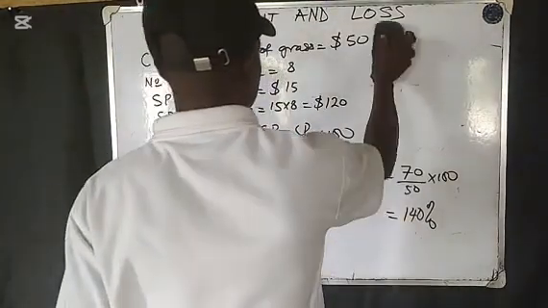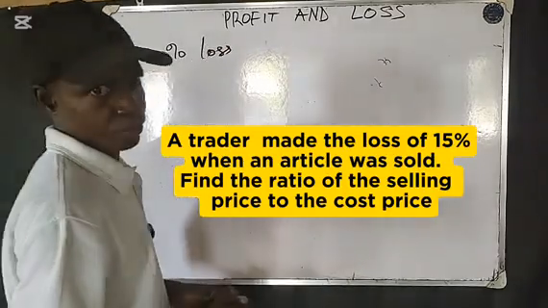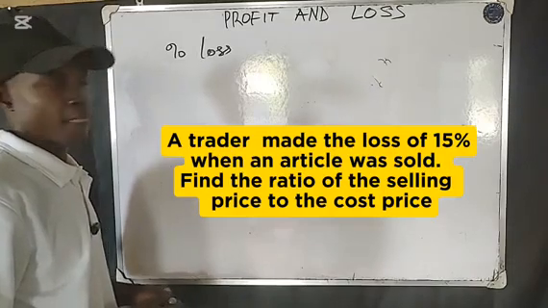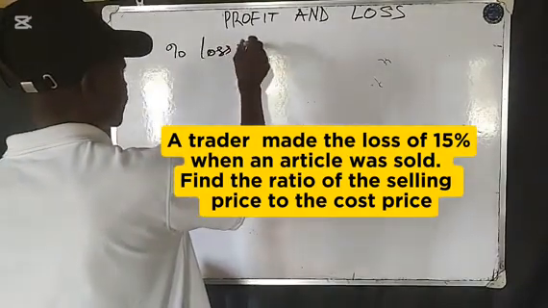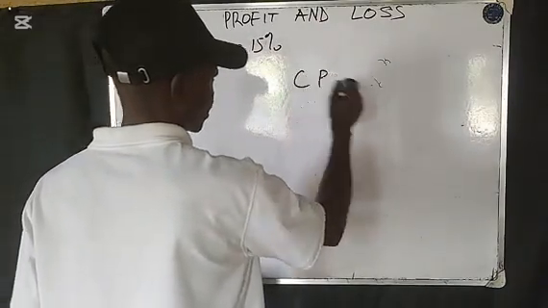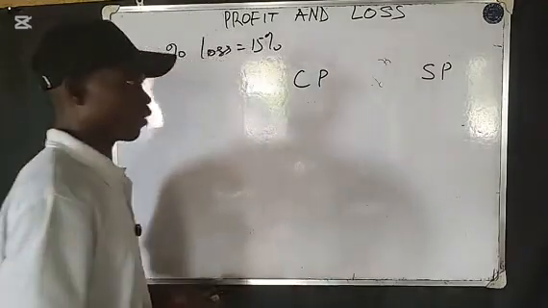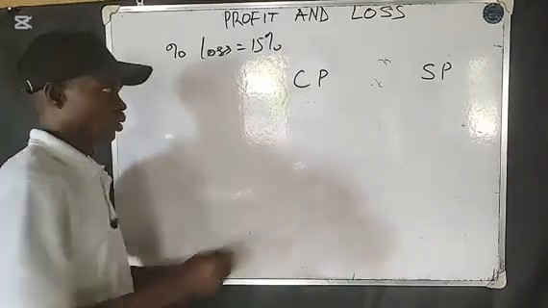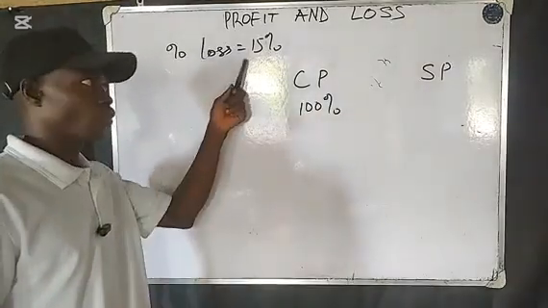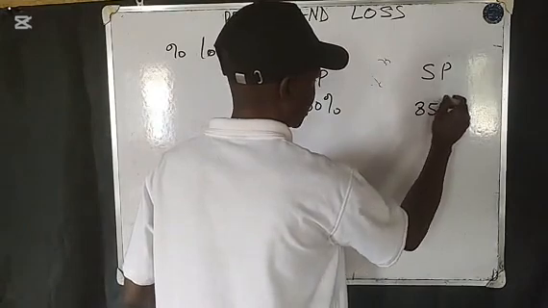Now let's move forward to the next one. There's a 15% loss when an article was sold. Find the ratio of the selling price to the cost price. I told you from the beginning that the cost price is always 100%. But when he sold, he made a loss of 15%, which means the selling price is short of 15. That would be 85%.